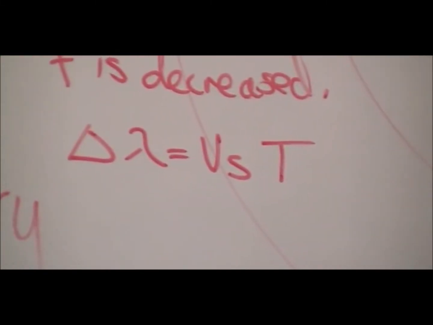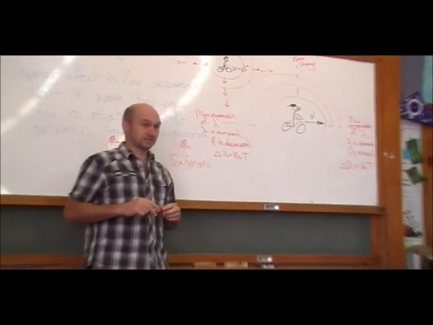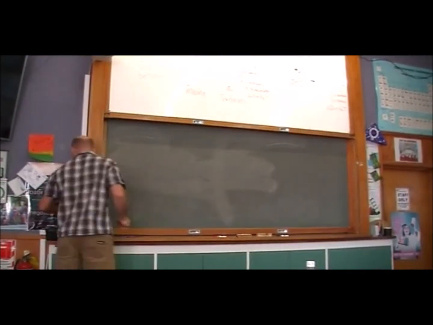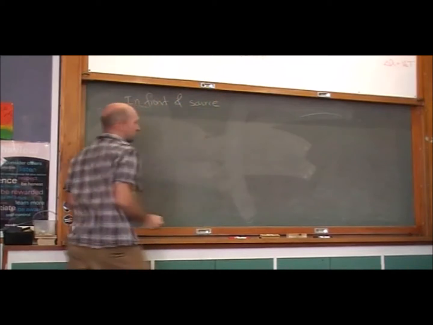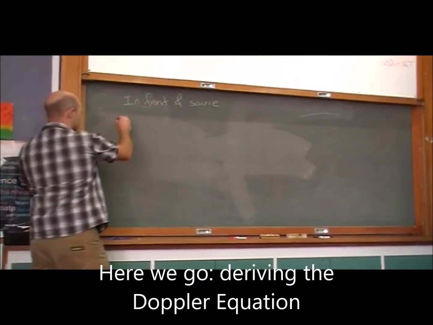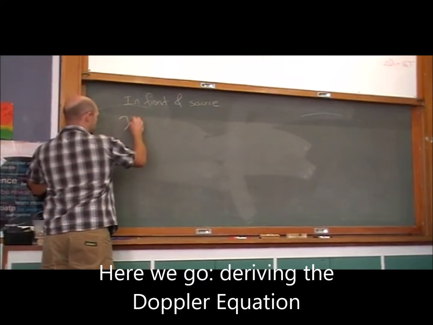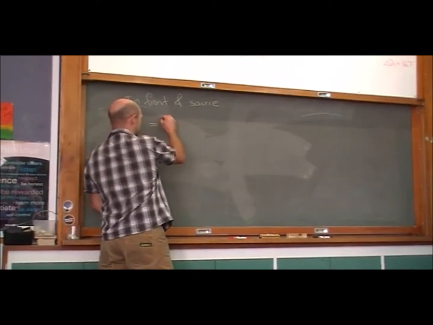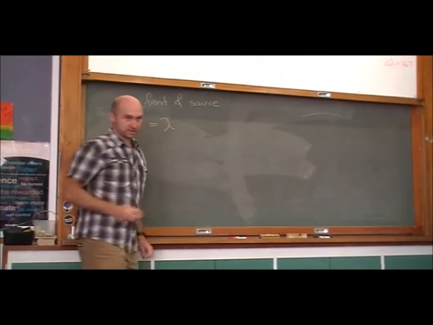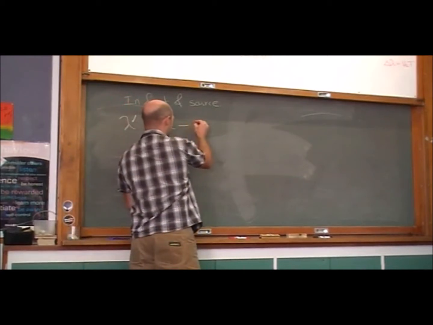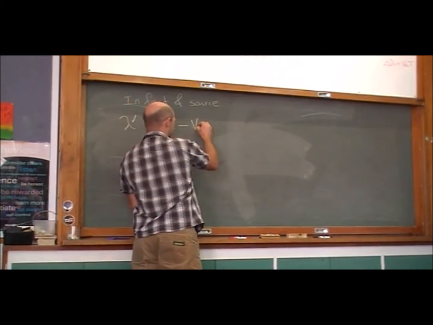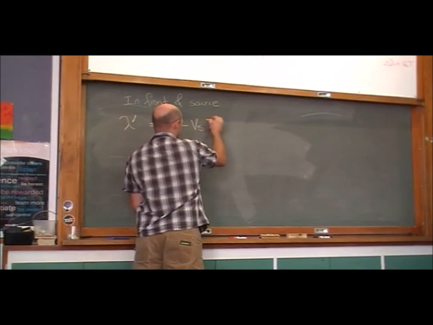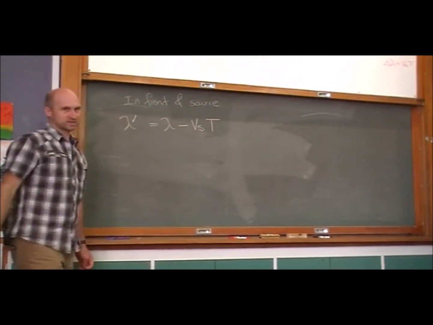But how come the wavelength gets smaller on one side and bigger on the other? Is that because it's like positive and negative? Yeah. So in front of the source, the new wavelength, lambda prime, is going to be the old wavelength, take off the source speed times the period.